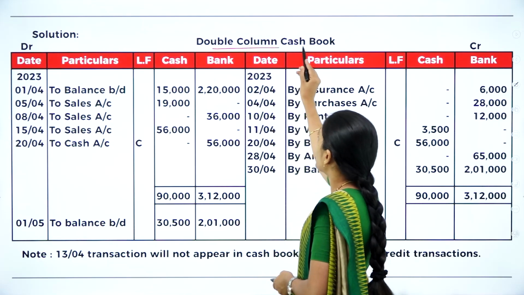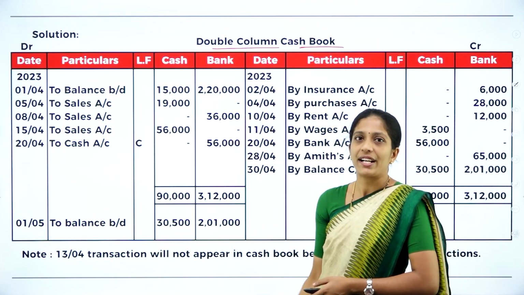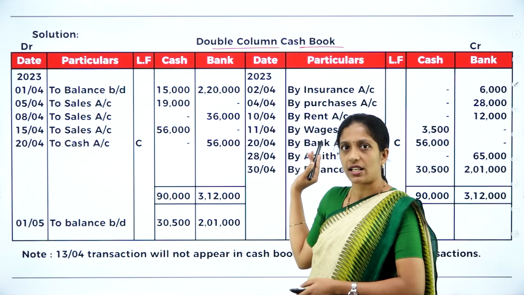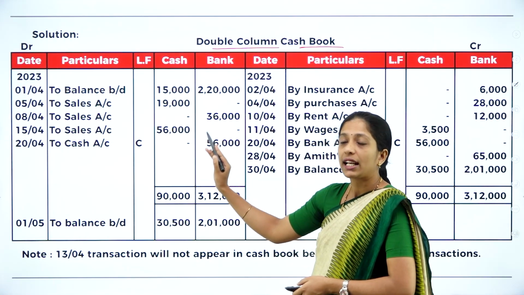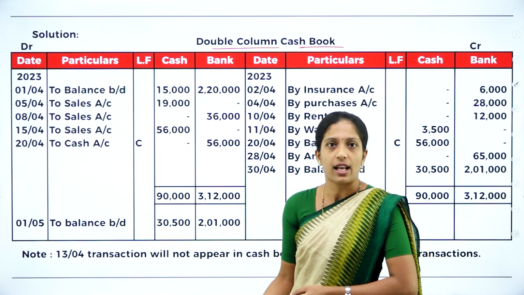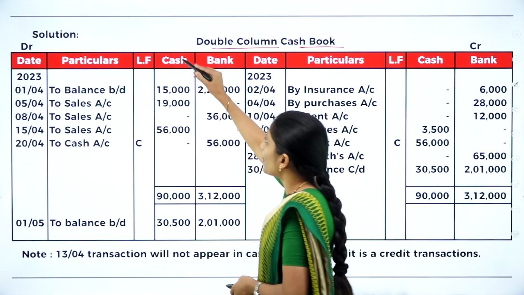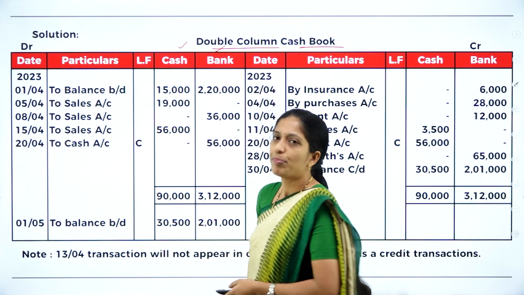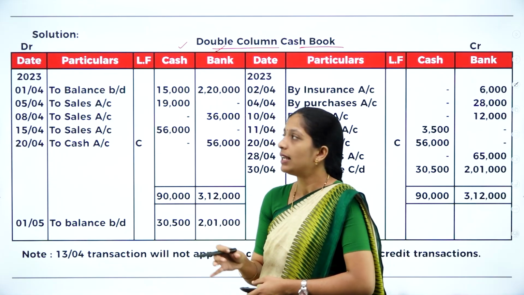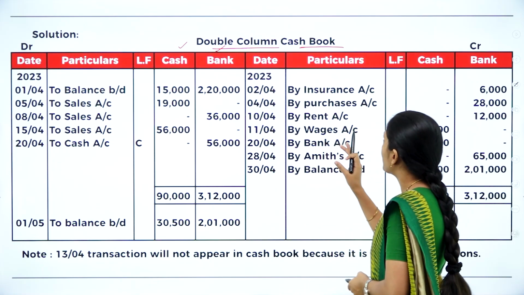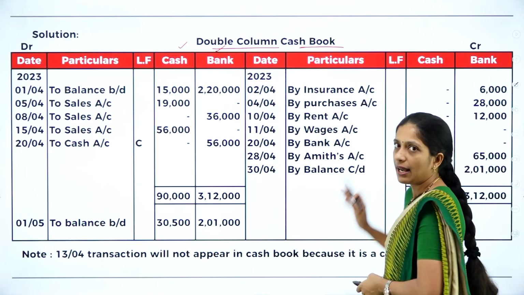So for the double column cash book, we will write the heading and the format. You will have a debit as well as a credit side. In the debit side: date, particulars, ledger folio, cash and bank. Why is it called a double column cash book? Because we have two amount columns, a cash column and a bank column. In the same way, in the credit side: date, particulars, ledger folio, cash and bank.